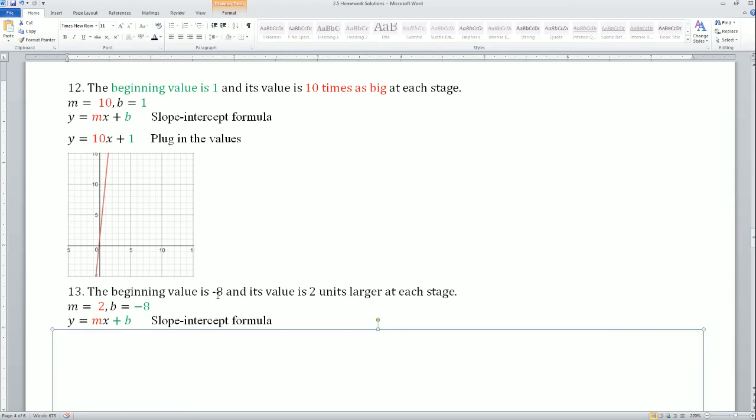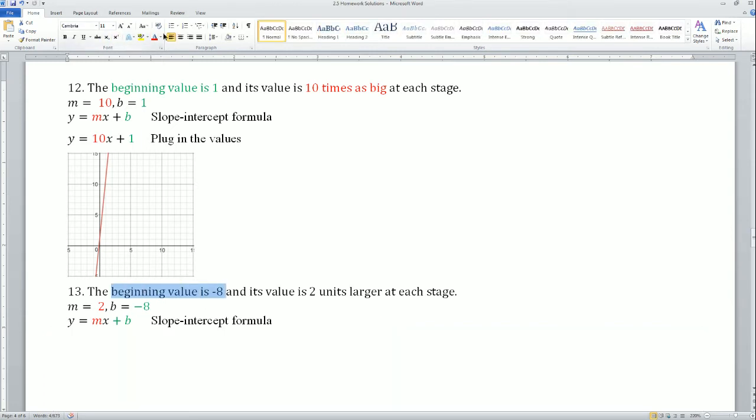Next, the beginning value is negative 8. Let's make that green because that is your y-intercept because of the keyword beginning value. When it says 2 unit larger, it's getting larger, so that is a positive. So your slope here is 2. Beginning value here is negative 8.